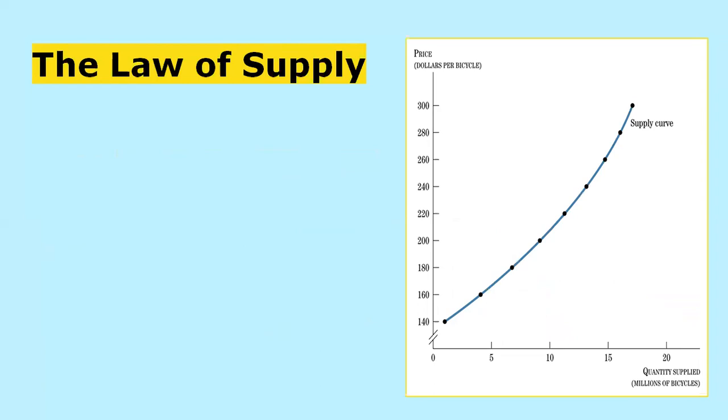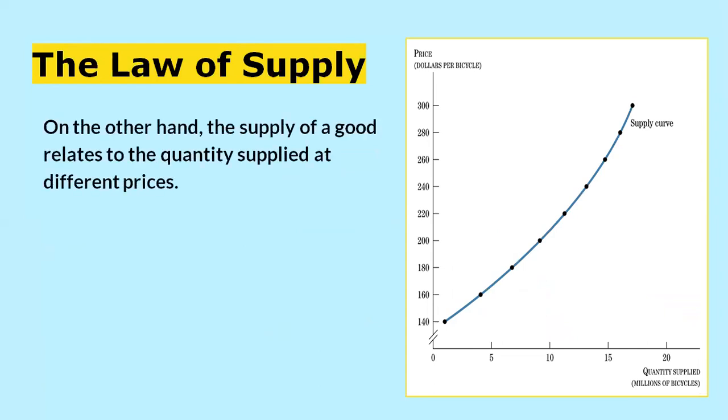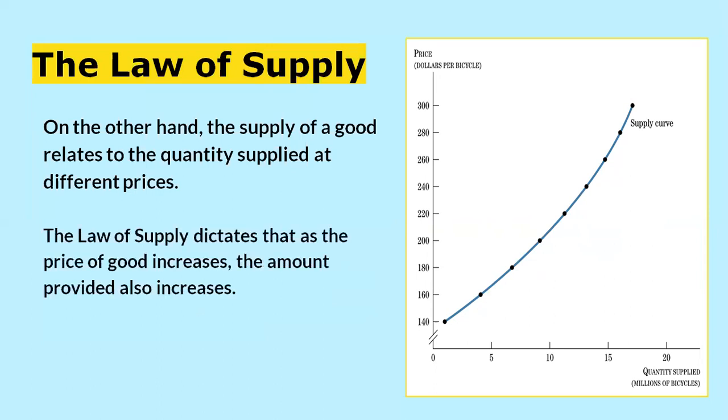The law of supply. On the other hand, the supply of a good relates to the quantity supplied at different prices. The law of supply dictates that as the price of a good increases, the amount provided also increases.